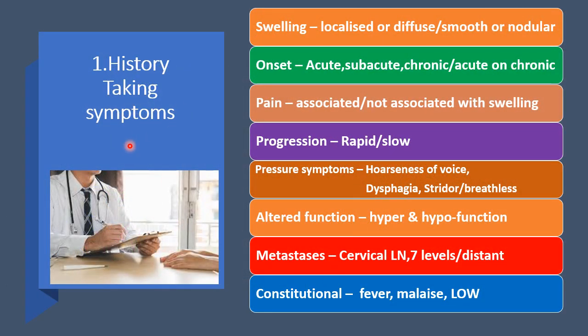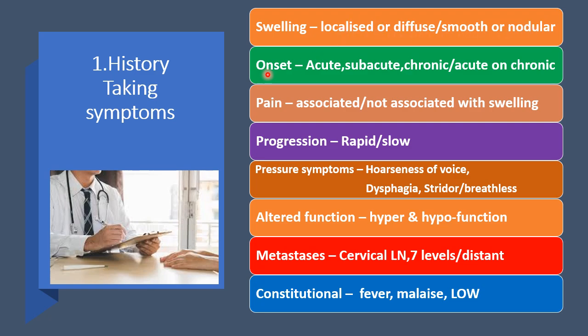Okay, now we come to the first thing that we want to do when examining a patient, which is to take a proper history, looking for the symptoms of thyroid problems. First one, the most common symptom of the patient is swelling. Most of the time they come complaining of swelling. The swelling can be localized or diffuse, smooth or nodular, which is very important to get the details.